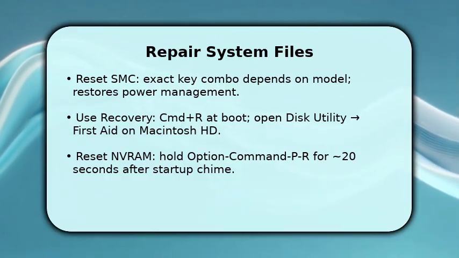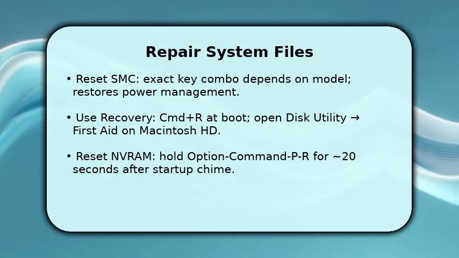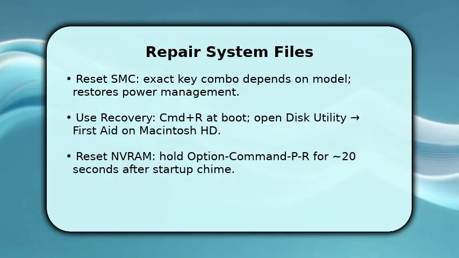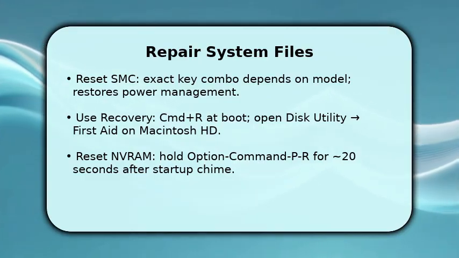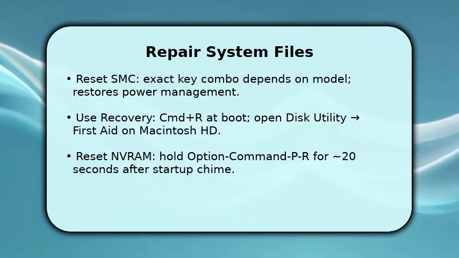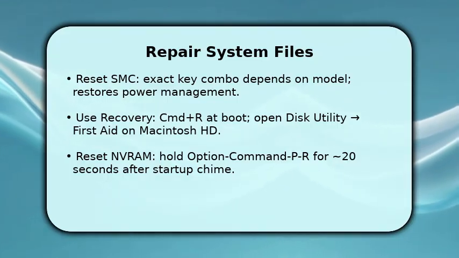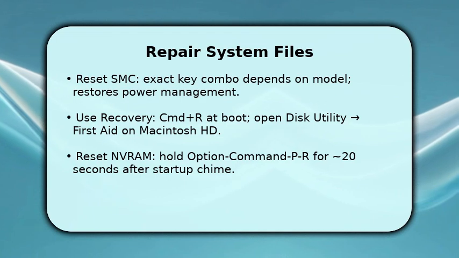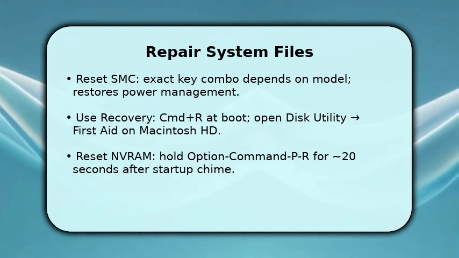Next, boot into recovery with Command-R and run Disk Utility, First Aid on Macintosh HD, to repair directory issues that cause hangs. After disk repairs, reset NVRAM by holding Option-Command-P-R for about 20 seconds. This clears corrupted settings like display and boot parameters.